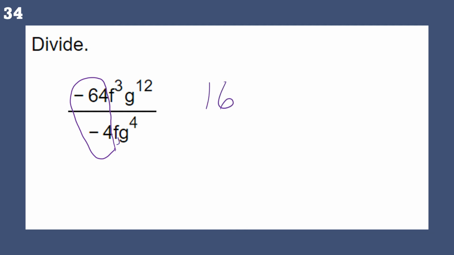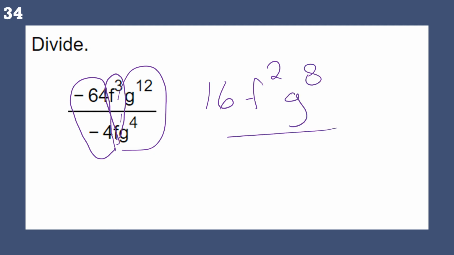Now, if I look at the f's, I have an f on the bottom, and I have just one, and then I have f cubed on the top. So I'm going to actually end up subtracting those and just get f squared on the top. In the same way, the last part is 12 minus 4, so I end up with g to the 8th on top. And I don't even have a fraction anymore. There's no denominator, because everything on top canceled out with things on the bottom.